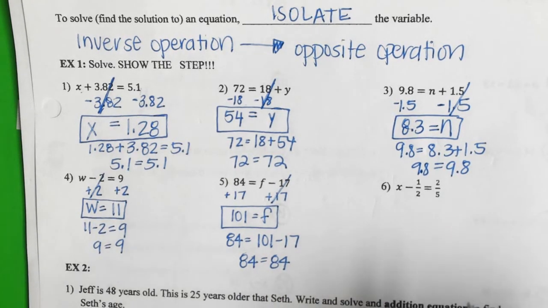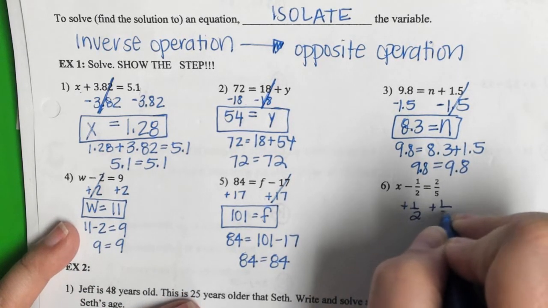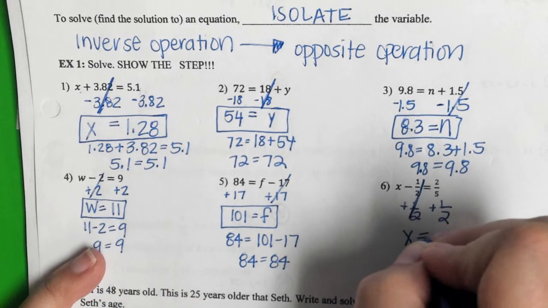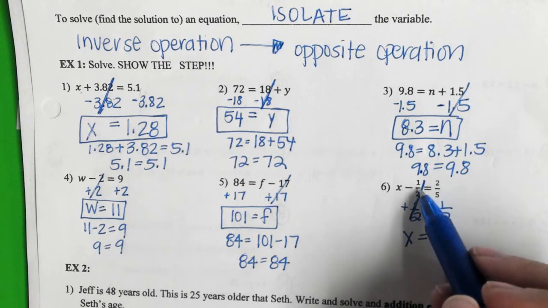Looking at number 6. Again, it's a subtraction equation, so how do I solve it? Addition. What number do I want to get rid of? 1/2. So I'm going to add 1/2 to both sides. And this is where I realize that our fraction brains have abandoned us. No, don't keep change flip. That's division. No, it's fraction.